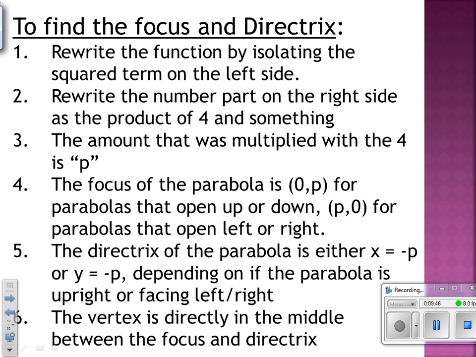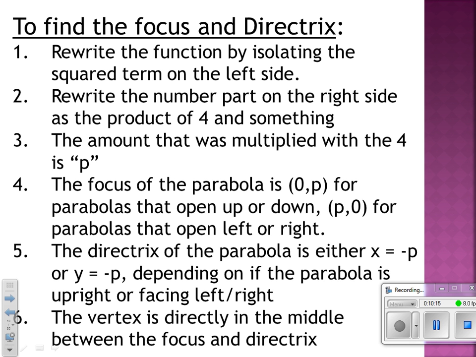Some of you like a lot of steps to guide you as you get used to doing these problems. So if you're going to find the focus and the directrix of a parabola, rewrite the function by isolating the squared term on the left side. Now you're either going to end up with a y squared in there or an x squared in there. Again, that's flat out going to tell you whether your parabola opens up and down or whether it opens left to right. Rewrite the number part on the right side as the product of 4 and something.